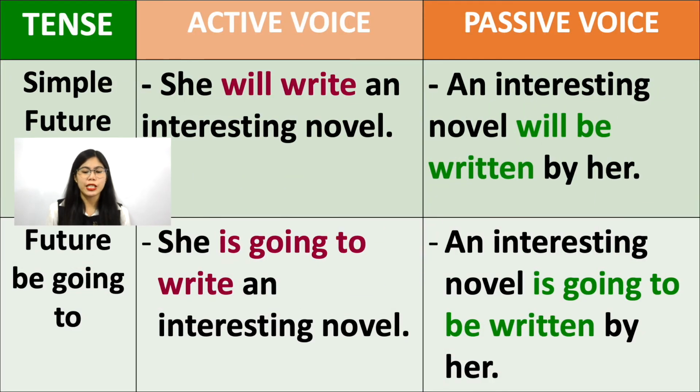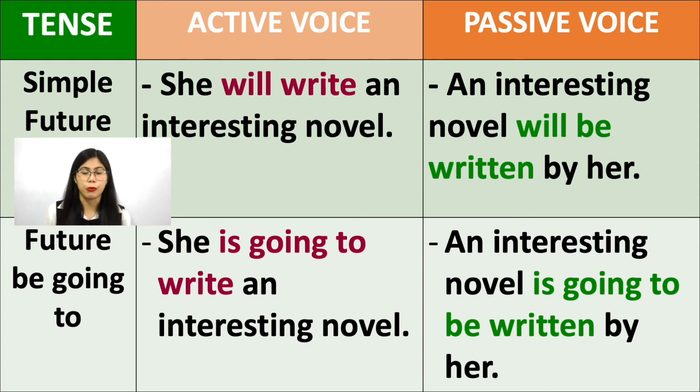And of course, for active voice wherein the sentence is in a simple future tense, follow the pattern will plus base form of the verb, such as she will write an interesting novel. In changing that statement into a passive voice, you may write, an interesting novel will be written by her. From will write, you just have to change the verb into will plus be plus past participle of the verb, which is written.